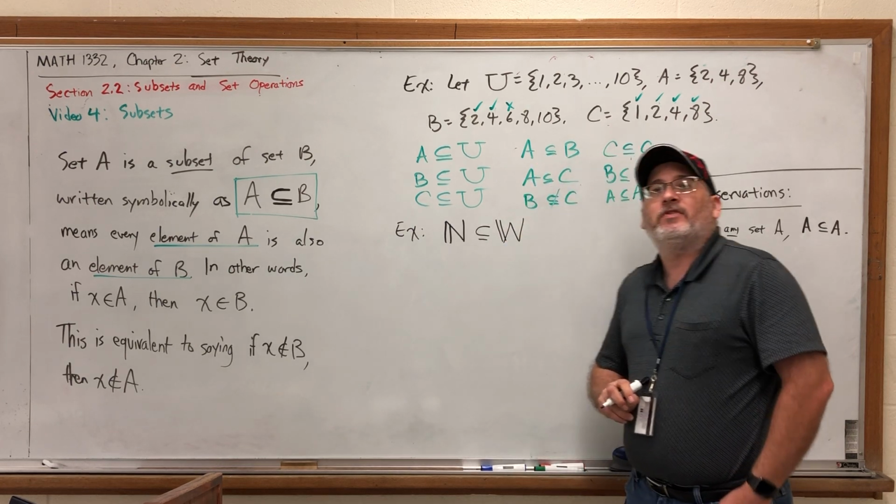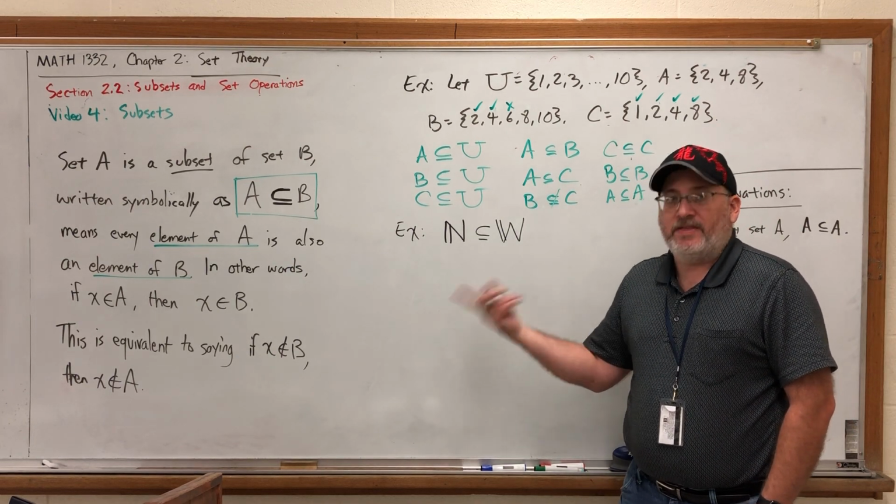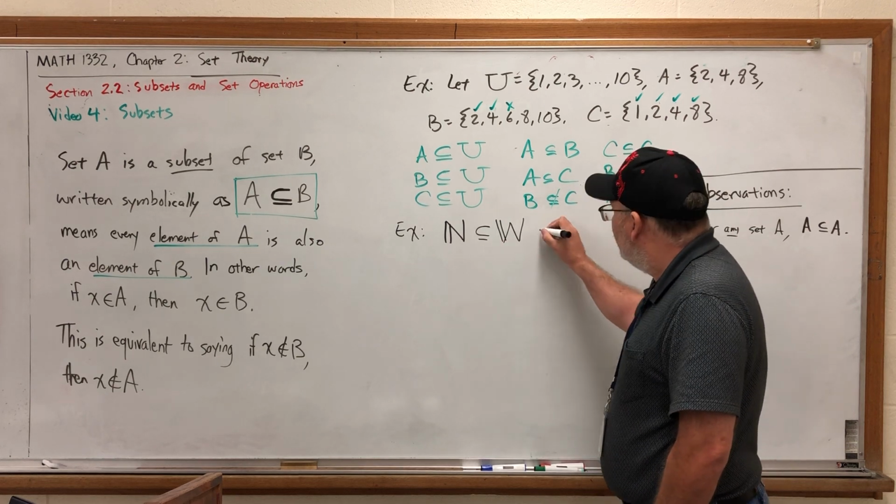And what was the next set of numbers after that? The integers, which included the whole numbers and their negatives. Isn't every whole number also an integer?